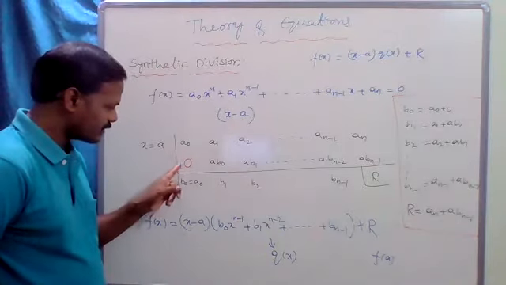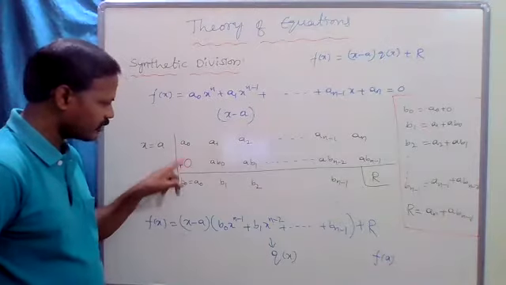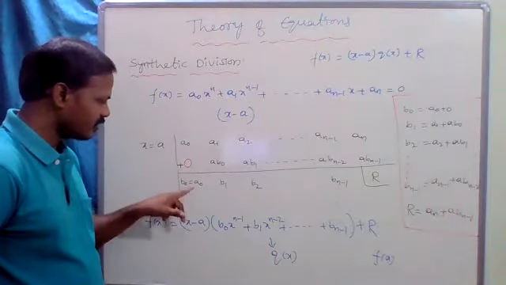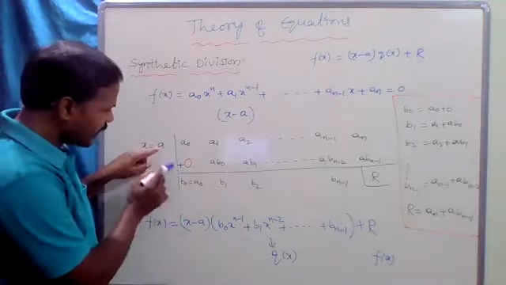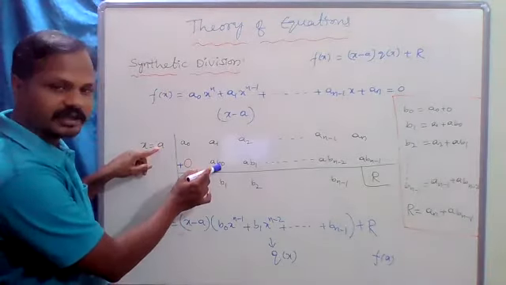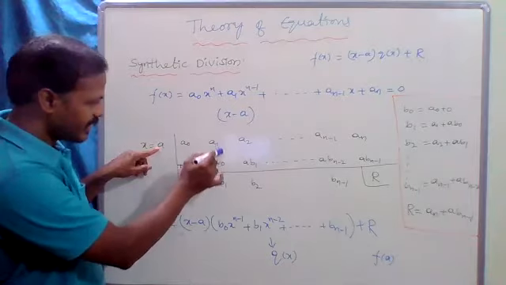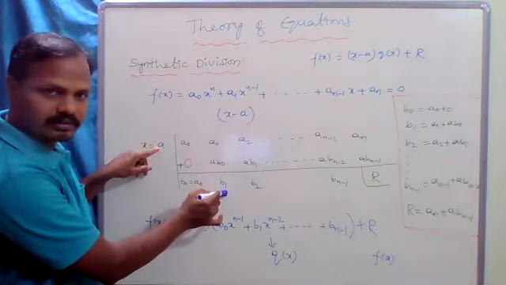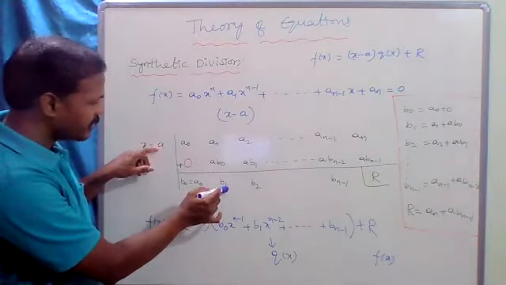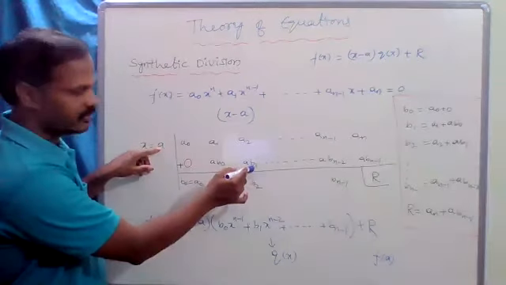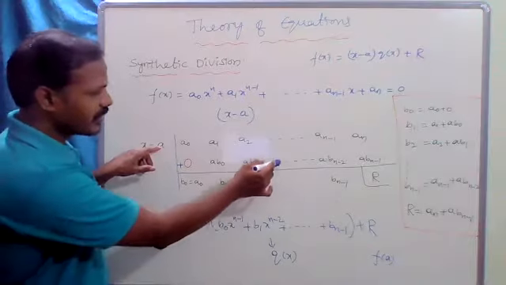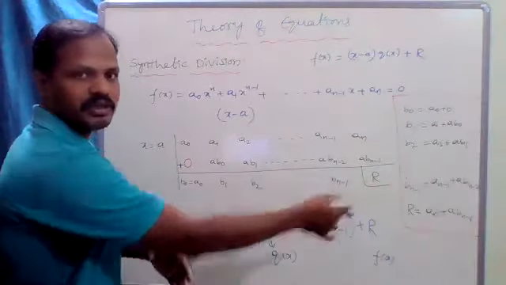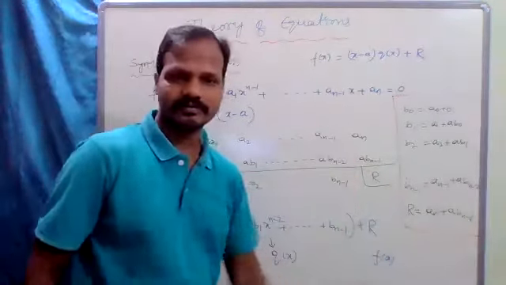So adding plus symbol. You have to add a0 plus 0, a0, which is called b0. Now multiply a and b0 right here. Again adding, you will get b1. Again multiply these two right here. Again adding, you will get b2. Again multiply these two right here. So continue the process till the end.